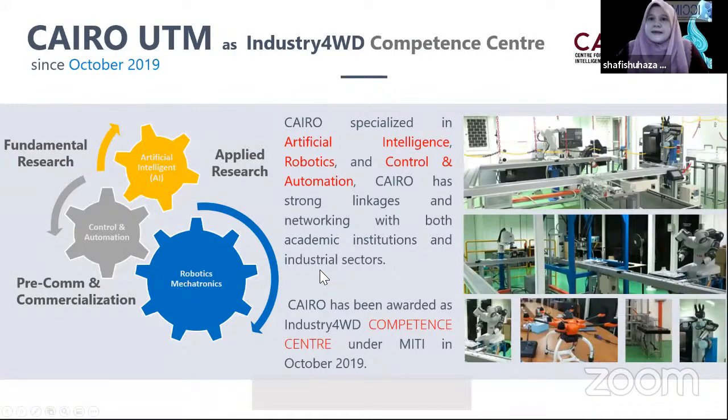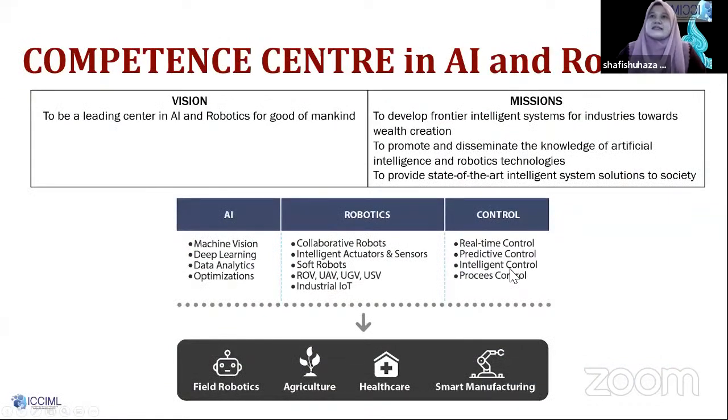Okay. Since 2019, CAIRO UTM has had the privilege of being awarded the Competence Center by our Ministry of International Trade and Industry, or MITI. This is indeed an honor, as our country has launched previously in 2018 a policy of IR 4.0, which is Industry Forward, and being the competence center, CAIRO is recognized as one of the key contributors towards IR 4.0 in Malaysia. And CAIRO, having AI, control and automation, as well as robotics, mechatronics as our main research area, are more than ready to carry on this responsibility. I will talk about the lab later in the slide.